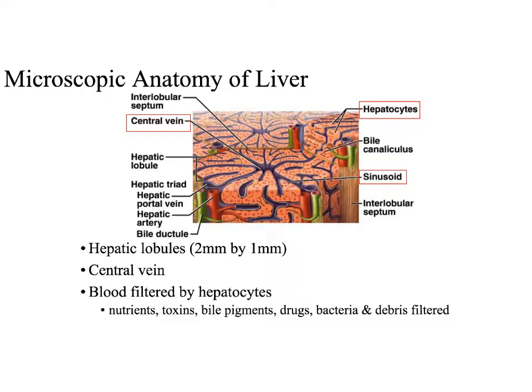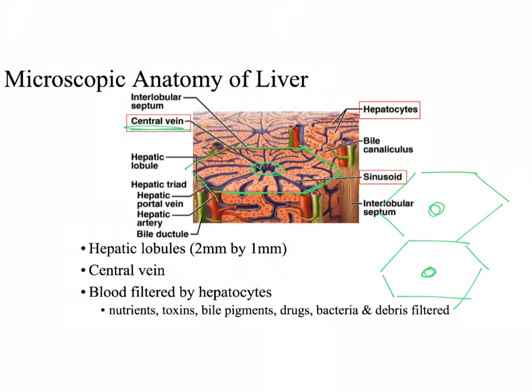Now the microscopic anatomy of the liver. So the liver is set up in these little lobules. A lobule kind of goes like this. So there's these little units. I always think you have a whole bunch of these things put together. Now in the center of them there's a vein, and that's called the central vein. So like right there's the central vein.